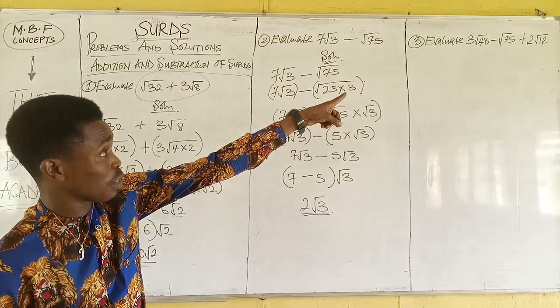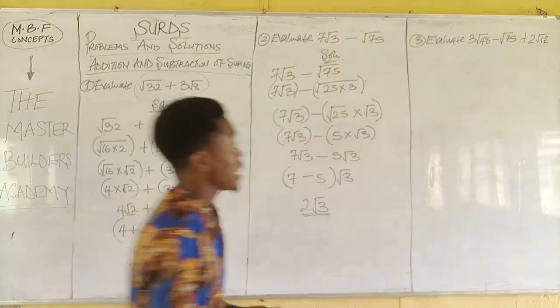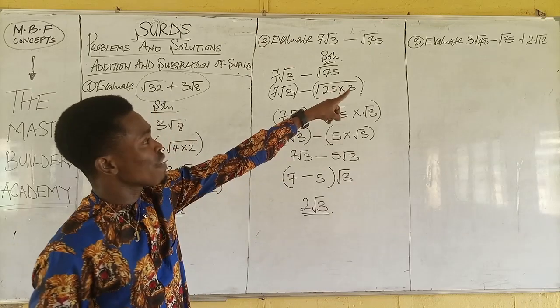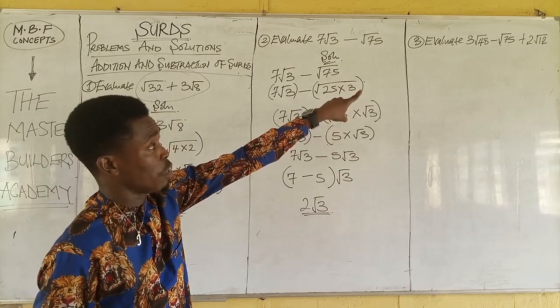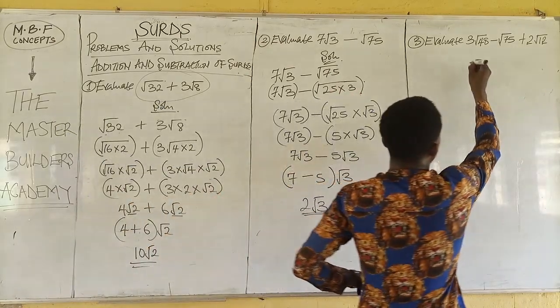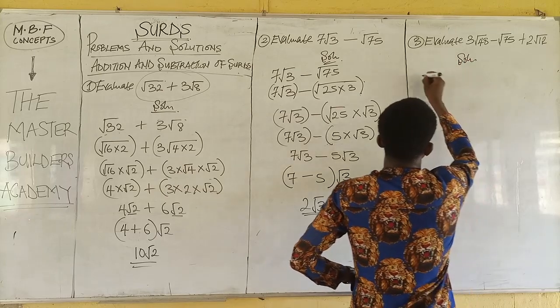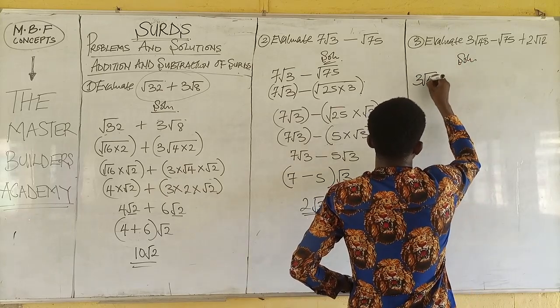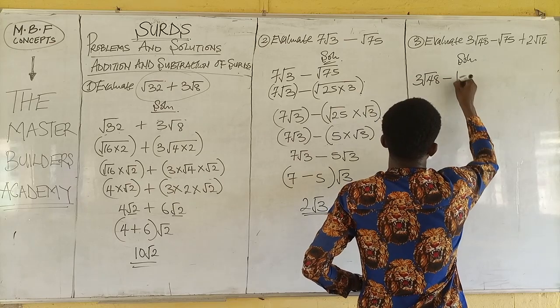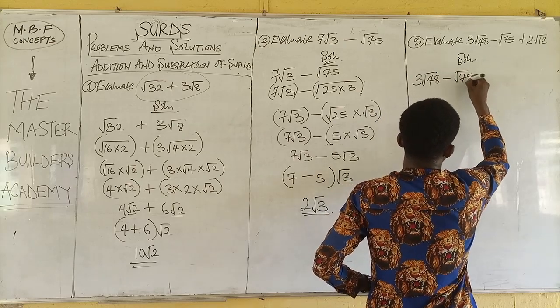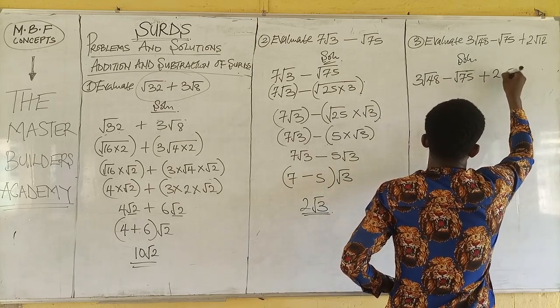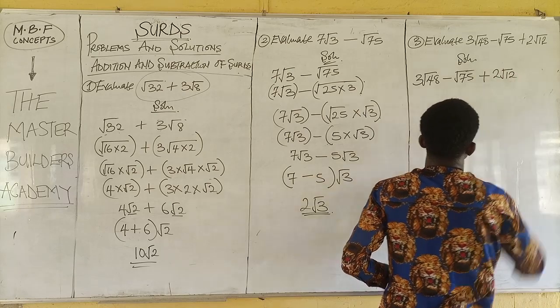Now, guys, let's look at question number what? 3 at the board. So very quickly, let's see how we can start looking at question number 3. Now, question number 3, we are asked to evaluate 3 root 48 minus root 75 plus 2 root 12.